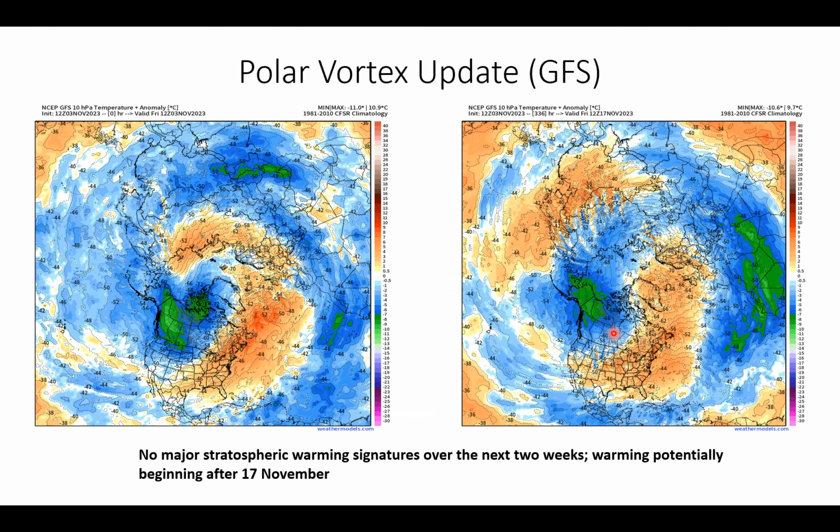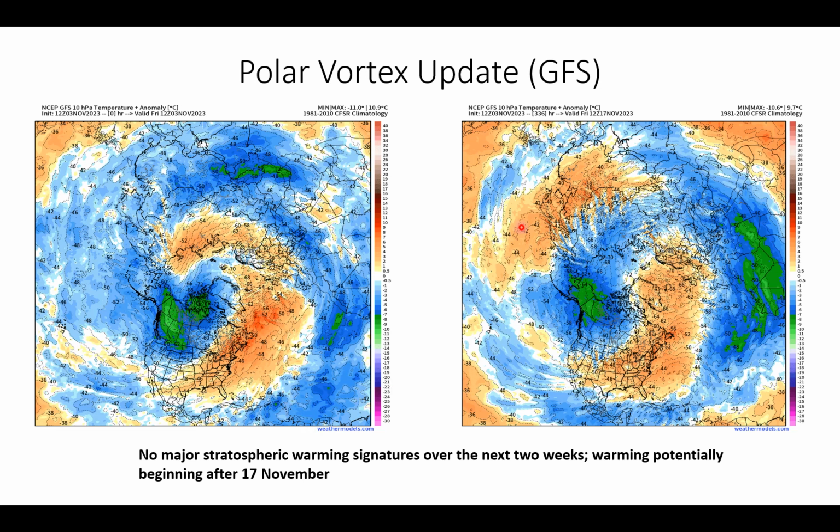Let's take a look at the latest update on the polar vortex. We will take a look at the GFS polar vortex update. We will look at the European, and we also will take a look at the GFS Ensemble forecasting system, GEFS. So today on Friday, the 3rd of November 2023, we see generally below normal stratospheric temperatures across portions of Alaska, down into western North America, specifically western Canada.